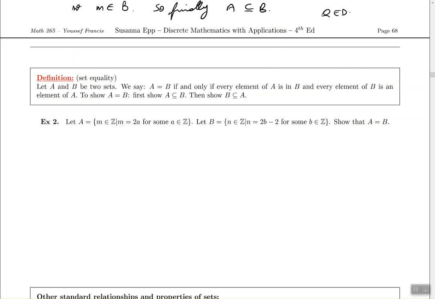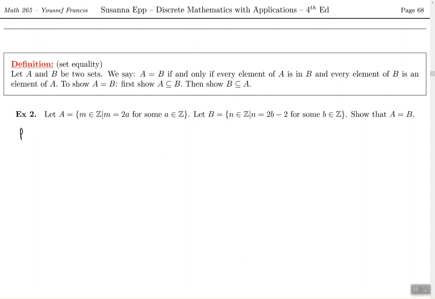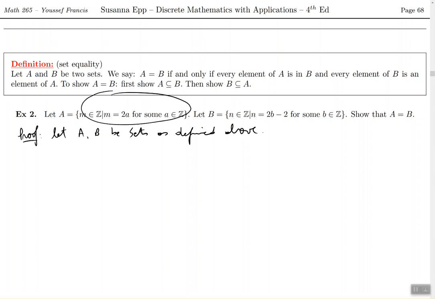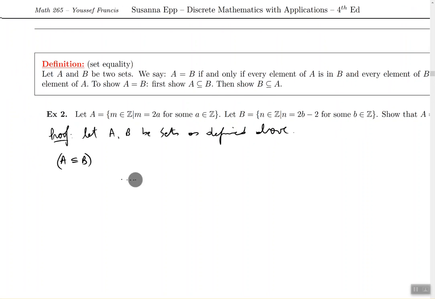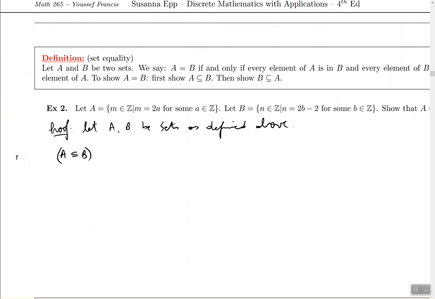To do that, I'm going to start the proof by saying: let A and B be sets as defined above. So basically pick the sets to be how they were described in the original question. Now I'm going to do the first step, which is showing that A is a subset of B. This is like proof number 1.